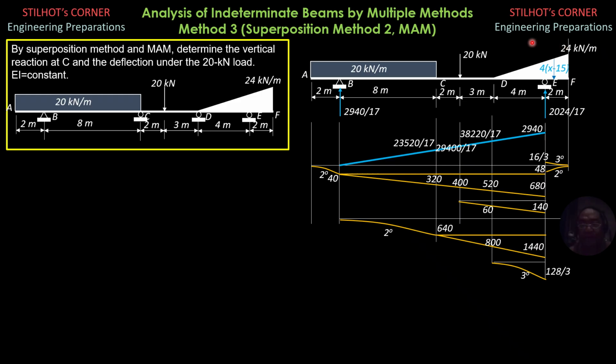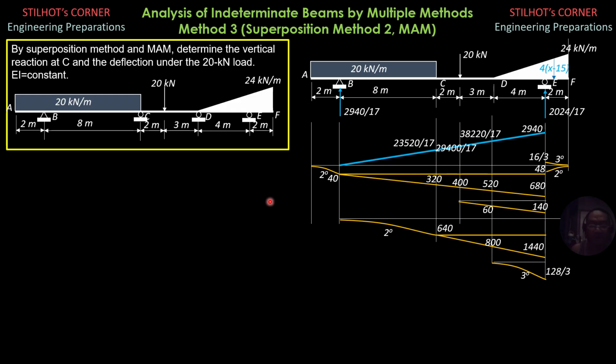Then because we counter it with this triangular load because we treated this as 24, this is 8 kilonewton per meter. So 1 half of 2 times 8 times 2 thirds, so 16 thirds, third degree. So that's the moment diagram by parts. So again, that's 48.